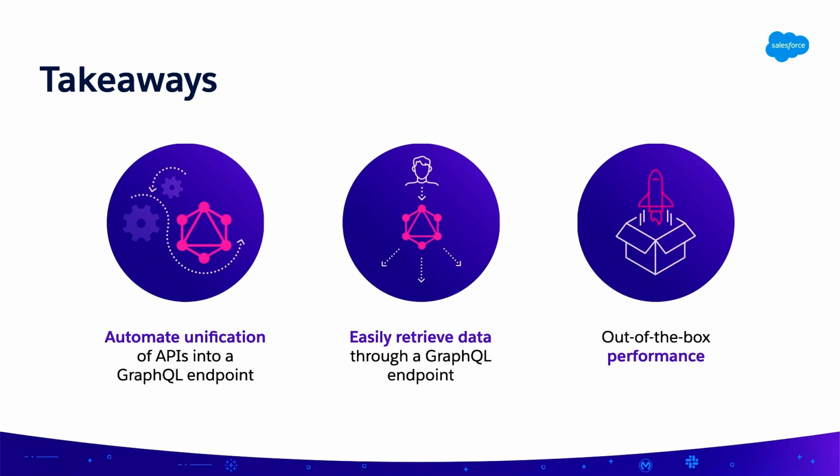So just to do a quick recap of what we talked about today, we saw how backend engineers can automate the unification of their REST APIs into a GraphQL endpoint. Then we saw how front-end developers such as Frank can easily access all the data they need through that single endpoint. And then finally, we talked about CDN caching and some of the out-of-the-box performance you get with products like Anypoint DataGraph.